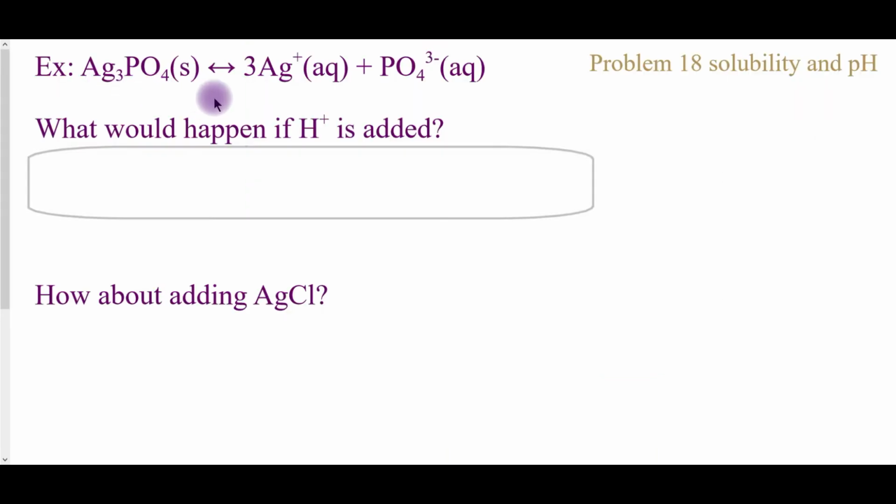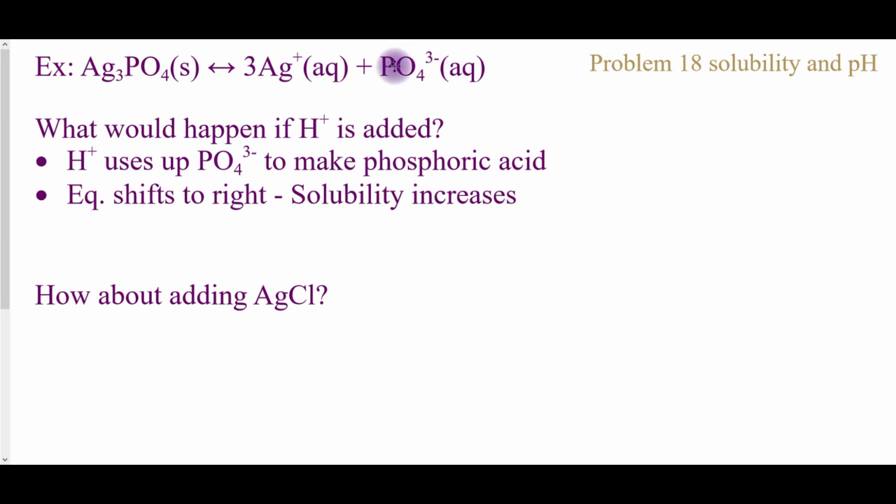Silver phosphate breaks down into 3 silver ions and a phosphate ion. What happens if hydrogen is added? In other words, if it is dissolved in an acid. Because phosphate is a strong conjugate base, or said another way, phosphoric acid is a weak acid, the phosphate will bond with the hydrogen ion to make phosphoric acid. The equilibrium is going to shift to the right, and solubility increases.